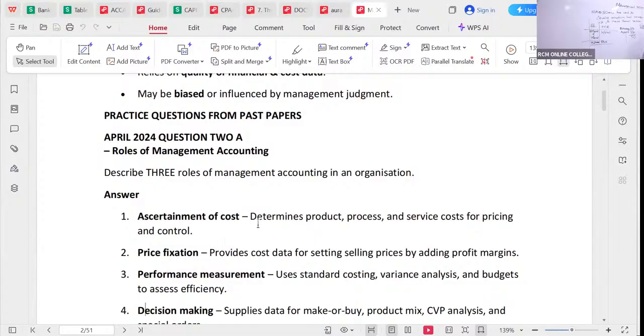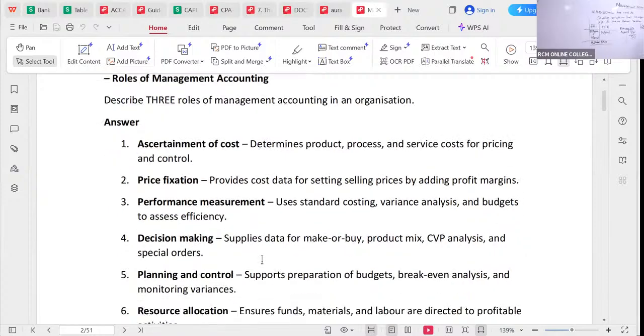The management accountant will be able to determine product, process, and service costs for pricing and what here, somebody? Control. Number 2, price fixation. Provides cost data for setting selling prices by adding profit margins. Then number 3, we have performance measurement, uses standard costing, variance analysis, and the budgets to assess efficiency.